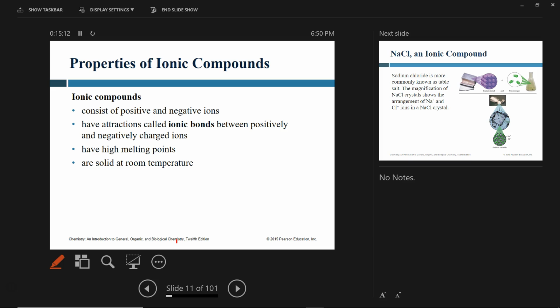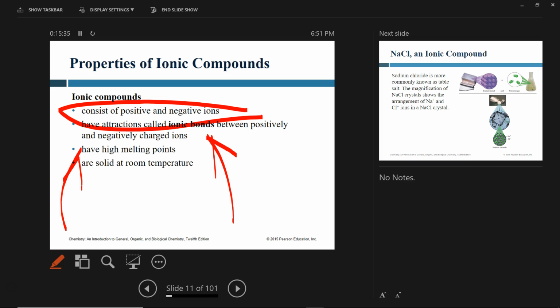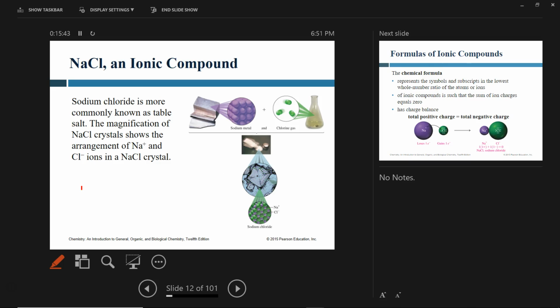So, ionic compounds. We figured that they consist of positive and negative ions. Ionic bonds are extremely strong. Does that make sense? And since they hold ions together very tightly, ionic compounds have high melting points and always are solid at room temperature. So any compound that everybody knows is sodium chloride.